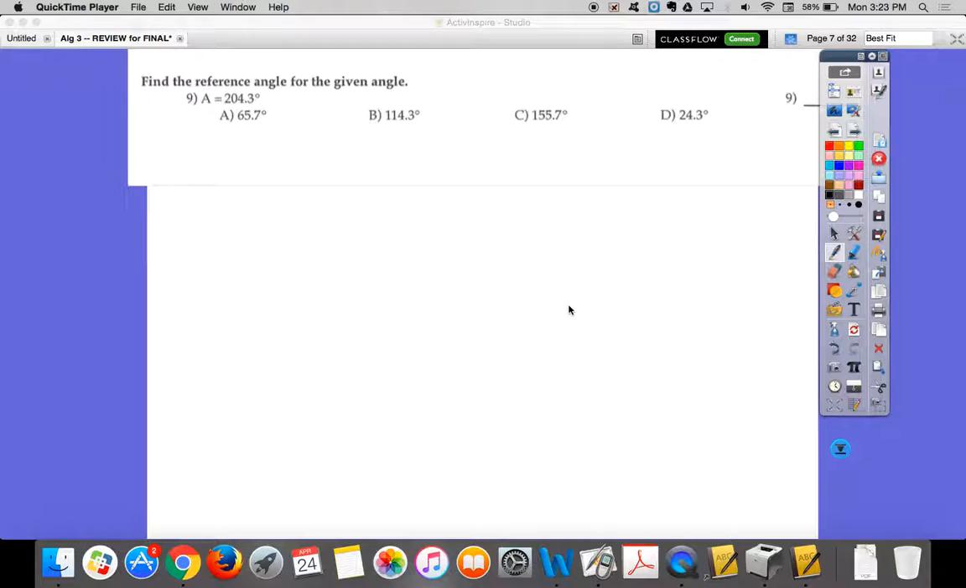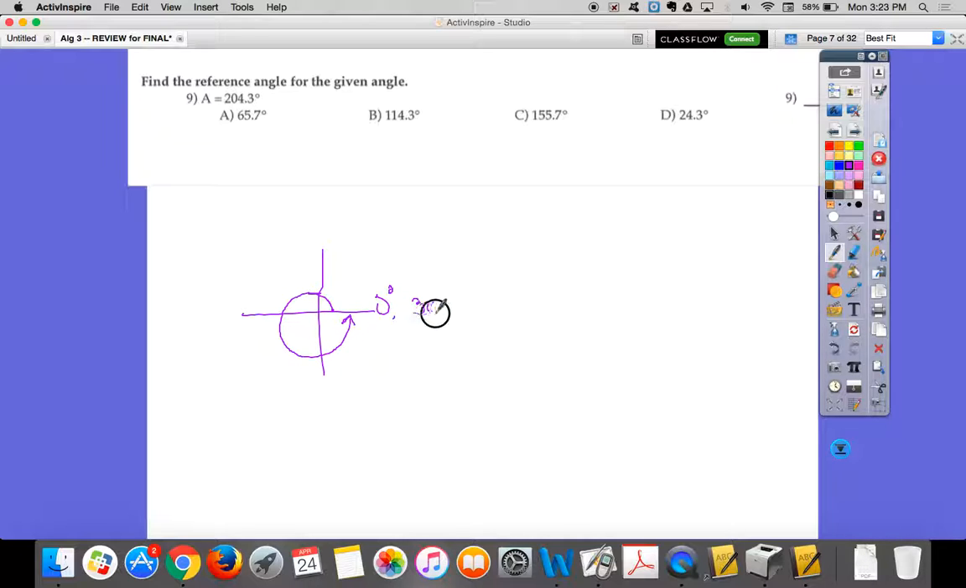Okay, we're going to pick up with number 9 and continue working through your final exam review. Here we're asked to find the reference angle for the given angle. Now, you have to keep in mind how angles are drawn. Remember, we have 0 degrees and it spins around until you come back and it's 360. This is 180. Every quadrant is 90 degrees.